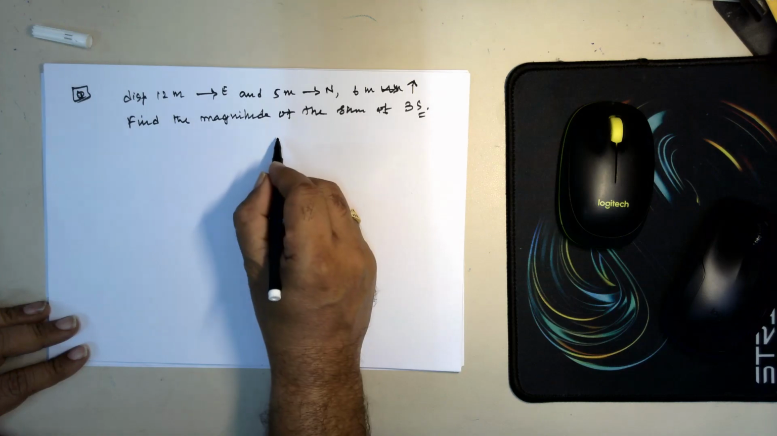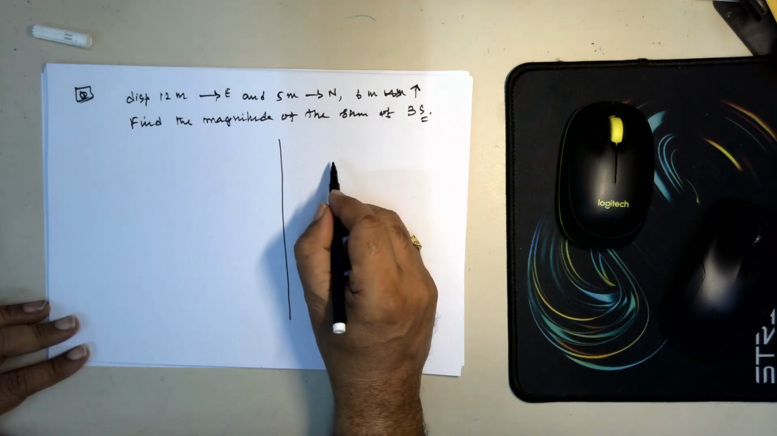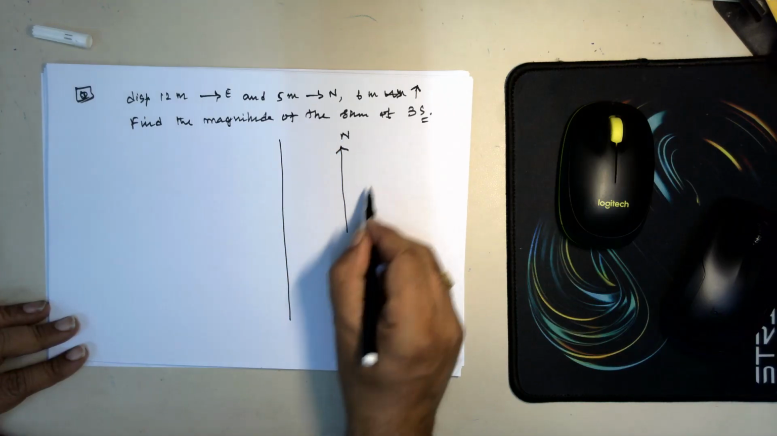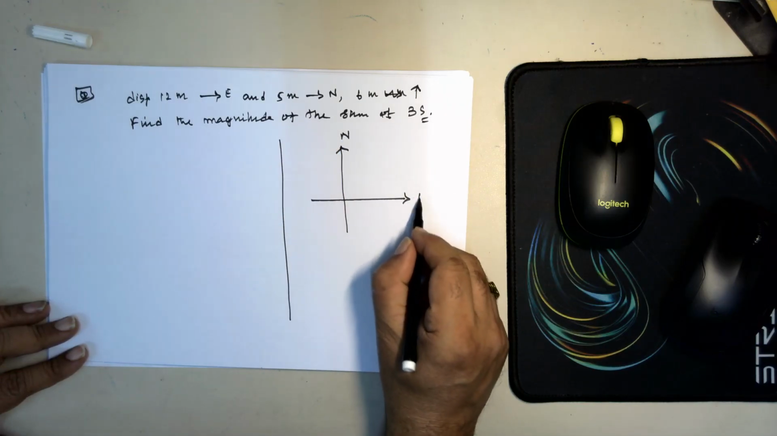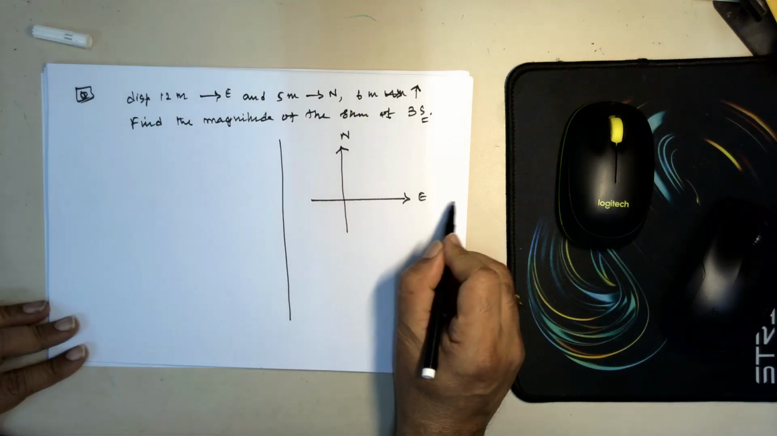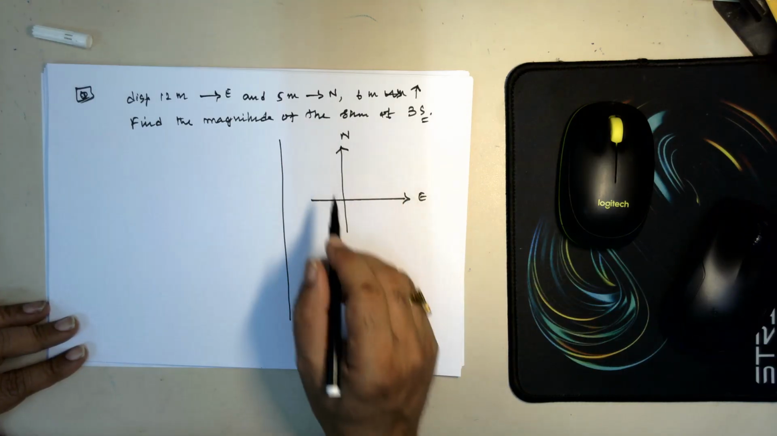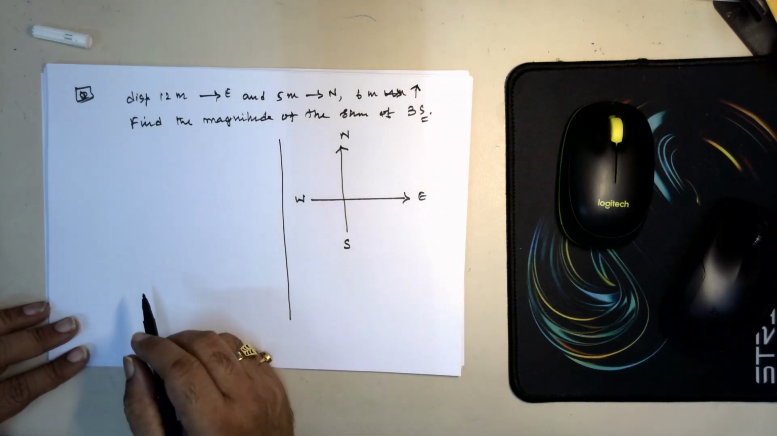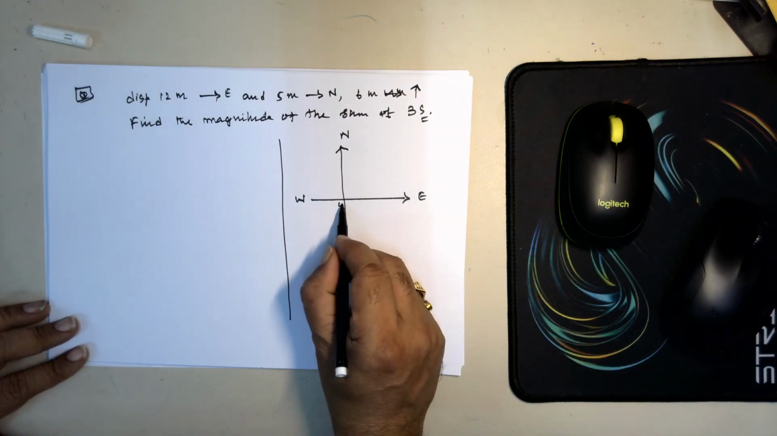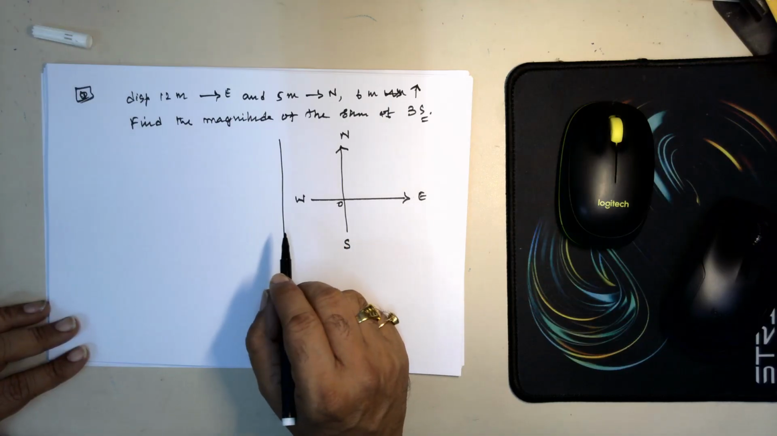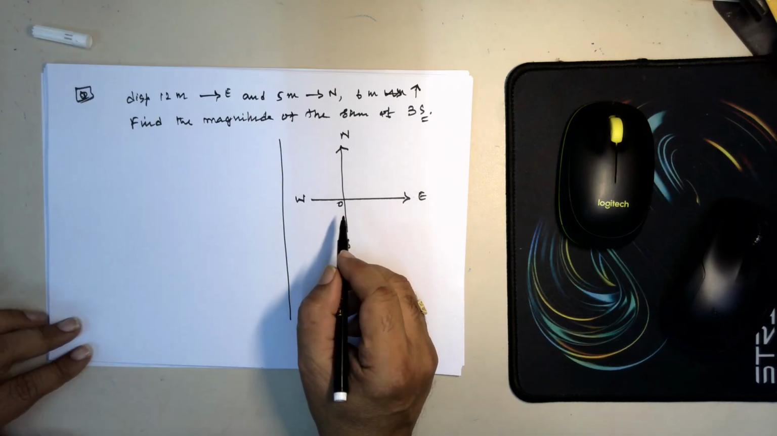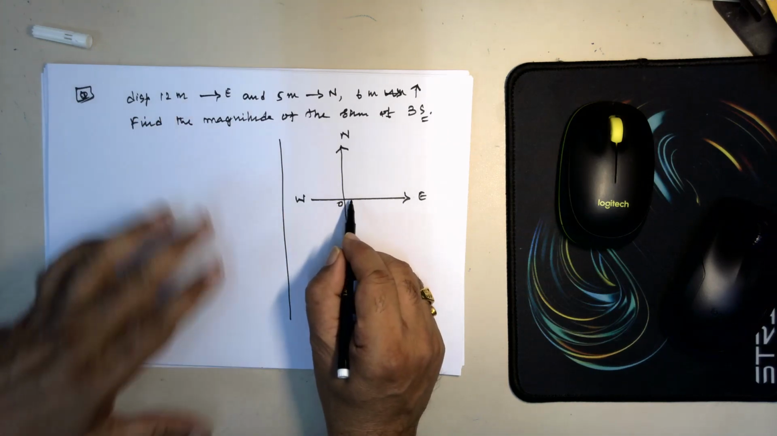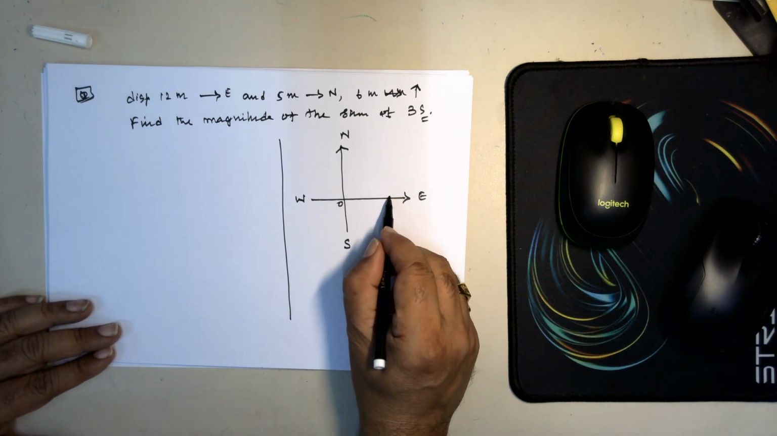Let us draw the diagram, a reference diagram. You know, this is north and this is east. That is the x-axis. Positive x-axis is east and the positive y-axis is north. Of course, this is west and this is south. Now the origin is O. Let us consider initially the particle has undergone a displacement of 12 meter towards east, meaning OA.